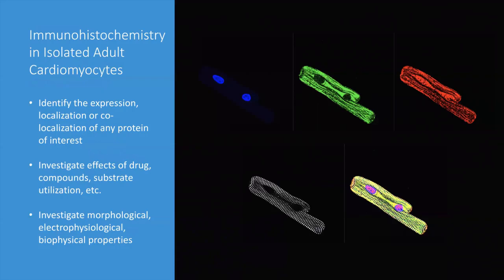In addition to the functional measurements just mentioned, here are a few examples of where one can utilize isolated cardiomyocytes, including but not limited to identifying the expression, localization, or colocalization of any protein of interest, determining the effects of a drug, compound, or substrate utilization, as well as morphological, electrophysiological, or biophysical properties of isolated cardiomyocytes, just to name a few.